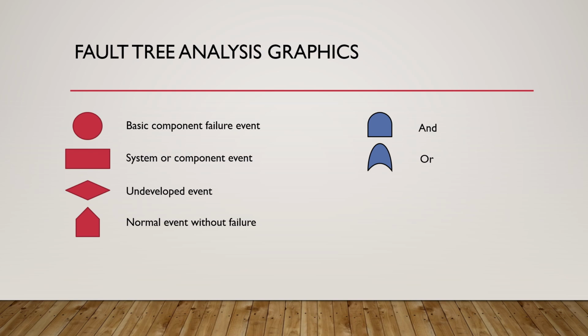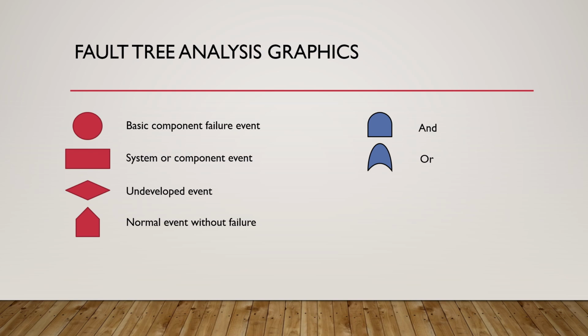Let's briefly discuss the symbology associated with this analysis tool. While not an all-inclusive list of symbology, as many variations exist, the common symbols associated with the 4 types of fault tree analysis events are located on the left. A circle denotes a failure that cannot be developed any further. A rectangle represents an event resulting from a combination of fault events that do require further development.